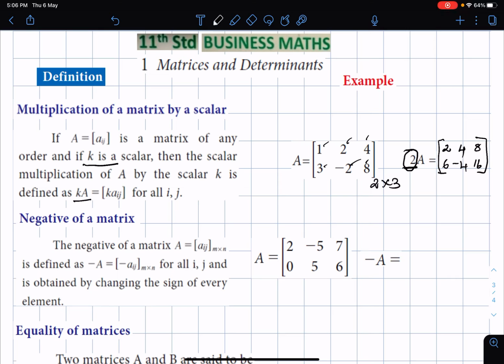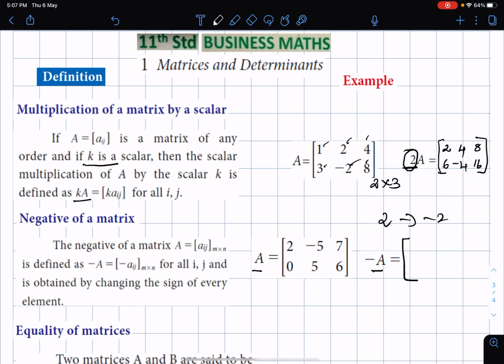Next, negative of a matrix. What is negative of a matrix? Negative of any number, for 2, what is the negative of 2? It's going to be minus 2. Similarly, for any matrix A, the negative is going to be minus A. The same as we applied for scalar, it is going to be multiplied by minus 1. Each and every element is multiplied by minus 1. So what is the change here?